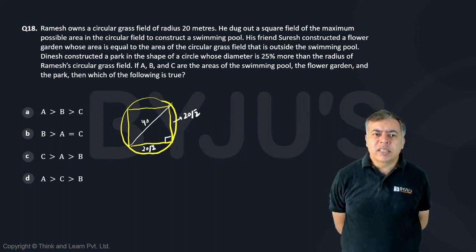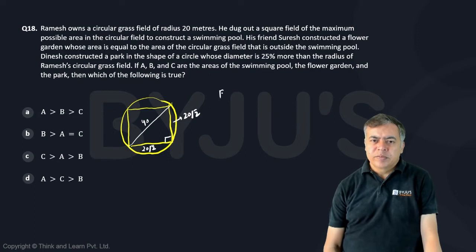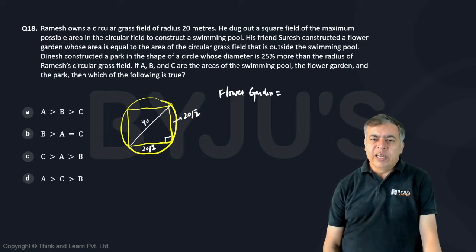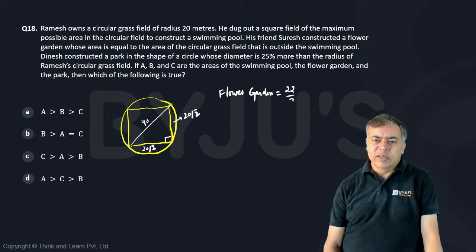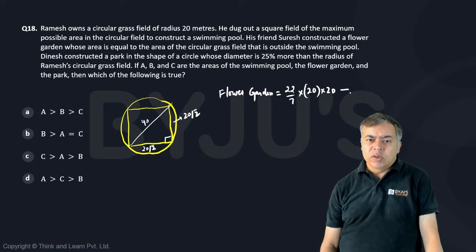Now his friend Suresh constructed a flower garden whose area is equal to the area of the circular grass field that is outside the swimming pool. Outside the swimming pool. So if I say flower garden, the area is pi r square, where the radius was 20. So pi, or 22 by 7, into 20 square, minus the area of the square, which is 20 root 2 into 20 root 2, that is 20 into 20, 400, into 2, 800.